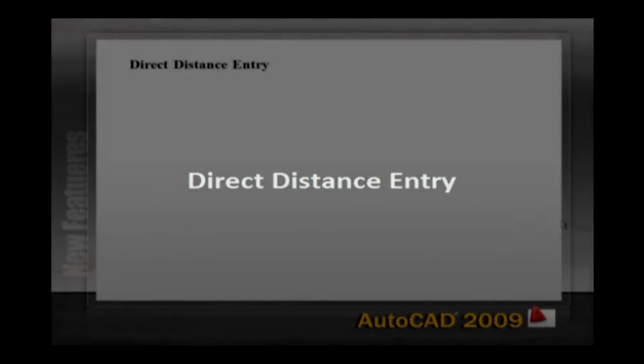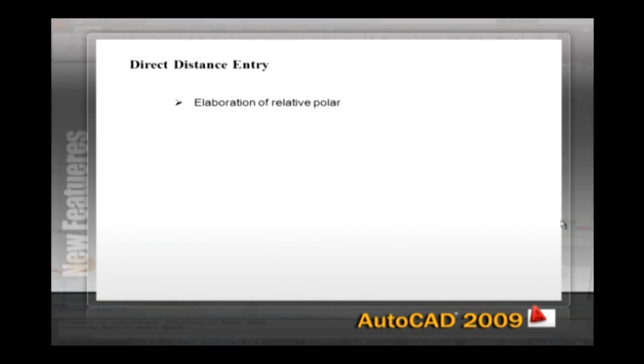Direct distance entry. An elaboration of relative polar coordinates is called direct distance entry, or DDE. When using DDE, you only enter the distance. Specify the angle by dragging the mouse pointer on the screen. Not much hunting and pecking, and no holding down the Shift key.